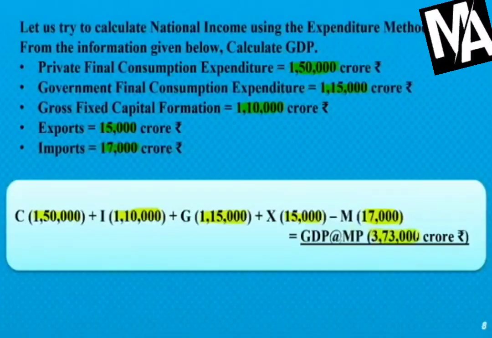So this is a very easy way of solving problems related to the expenditure method. You have to first identify what is C, I, G, X minus M, and then neatly arrange it in the formula, and then you will get your clear GDP at market price. This is a very useful way, a very clear-cut way of solving problems under the expenditure method. We will solve another problem.